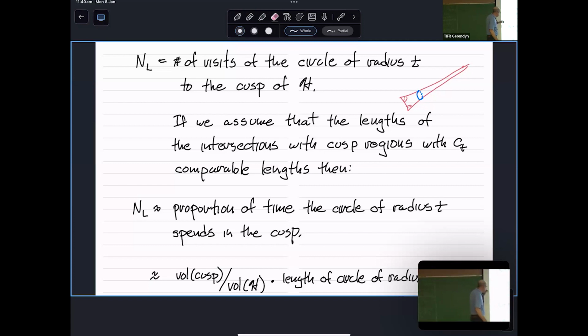So this quantity that we want to understand, the number of visits of our circle of radius t to the cusp, should be proportional, using this unrealistic assumption, to the amount of time we spend in the cusp. Now, if we're assuming this equidistribution, then the amount of time we spend in the cusp is the normalized volume of the cusp. So it's the volume of the cusp divided by the volume of the whole stratum.